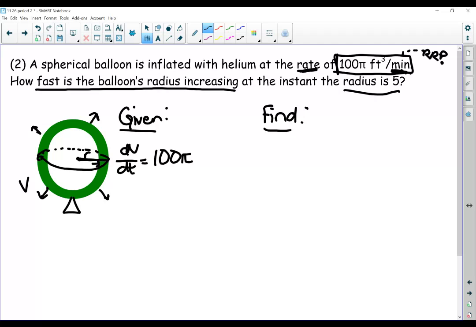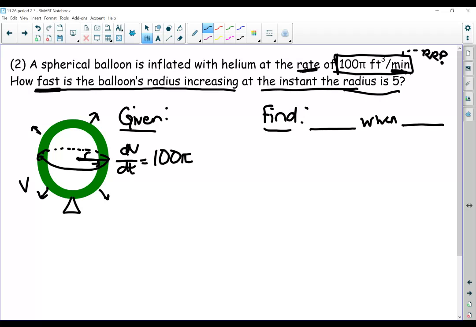Now it's always going to ask me to find something at an instant. So I'm going to write a "find something when something." There has to be a time and there has to be something I'm looking for. If I look at this problem, it says, how fast is the balloon's radius increasing? Well, the radius here I know is changing, so I'm not trying to find what the radius is. I'm actually looking for how fast it's increasing, which means I'm looking for the rate of the radius.